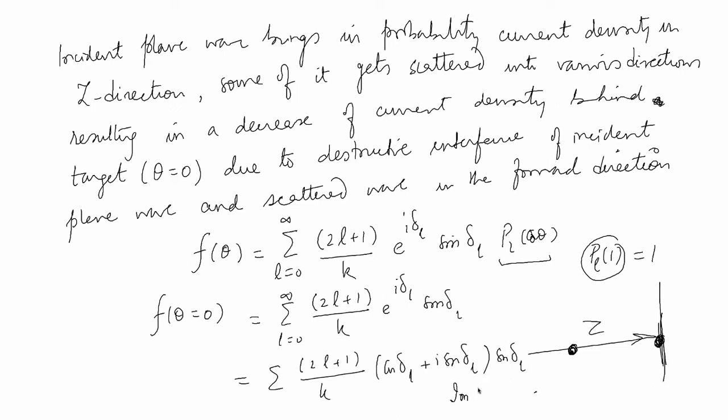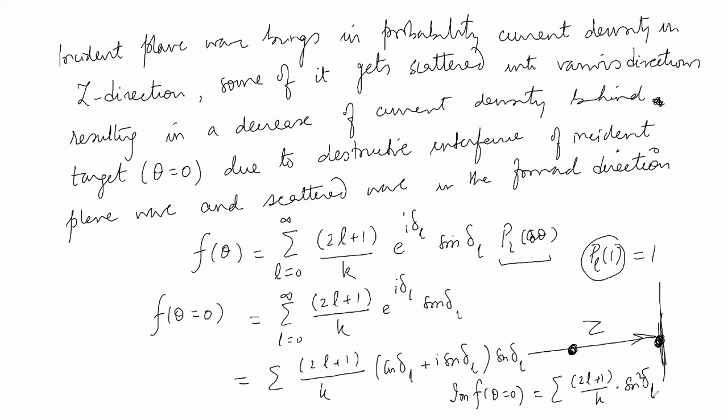That means if I talk about the imaginary part of the forward scattering amplitude, how much is it? (2L+1)/k times sin square delta_L. So the imaginary part of the forward scattering amplitude is (2L+1)/k sin square delta_L.